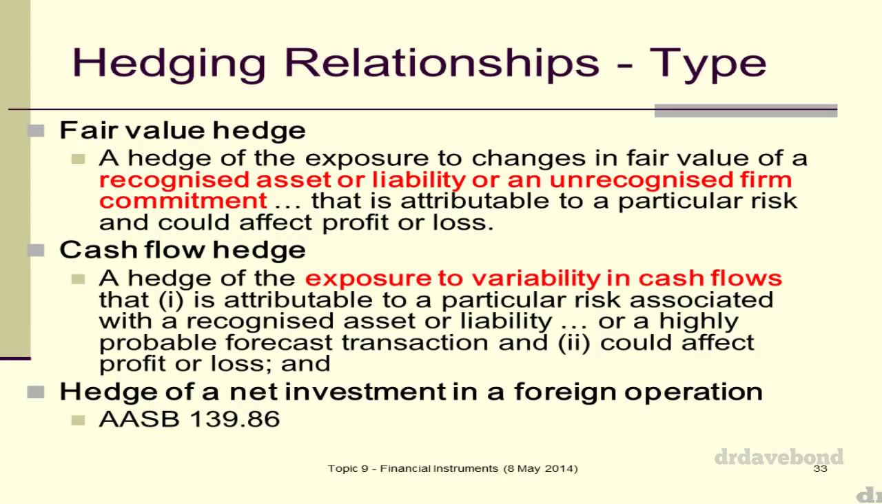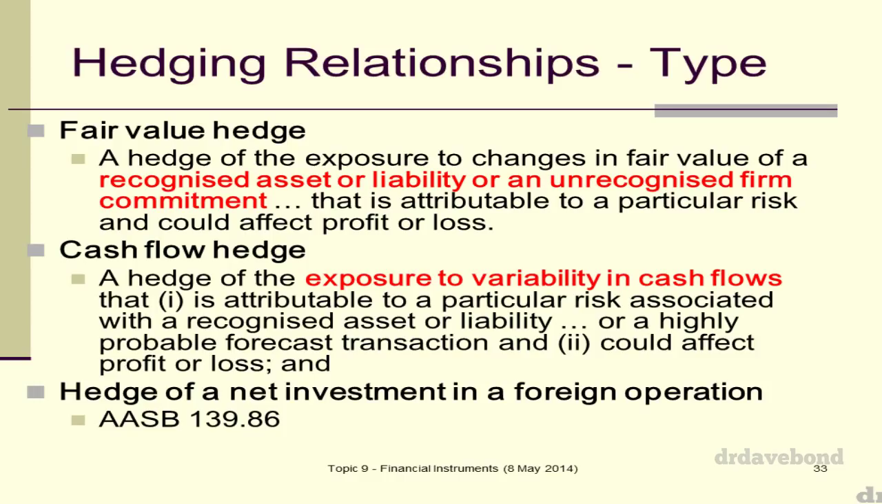So for a fair value hedge, it's a hedge of the exposure to changes in fair value of a recognized asset or liability, or if it's an unrecognized firm commitment. But we're going to focus on that first bit, the recognized asset or liability. So if you have bought something from overseas and you have a foreign currency account payable, you have a recognized liability, and that liability will move around based on foreign currency movements. So there's a particular risk, which is a foreign exchange risk, and that could affect profit or loss, because as those movements in foreign currency happen, that change in account payable goes through into profit or loss.